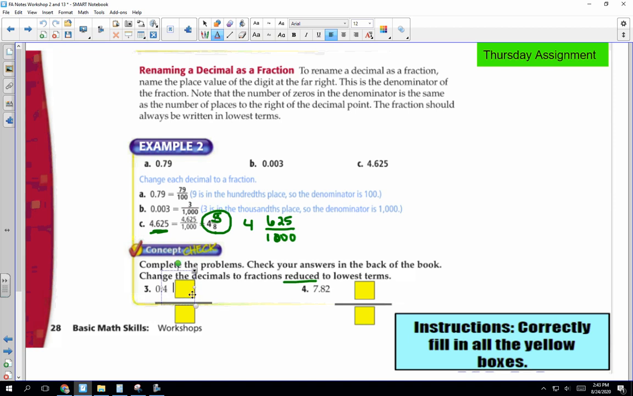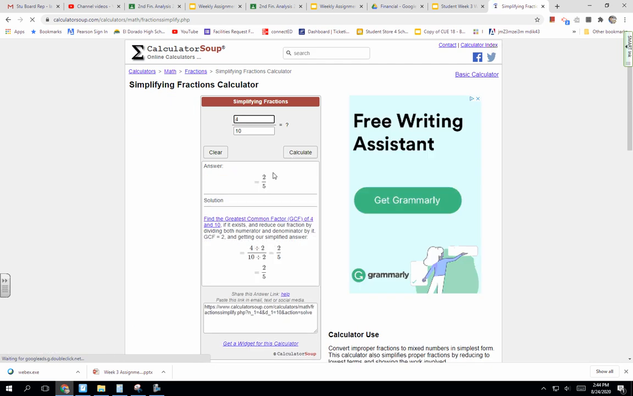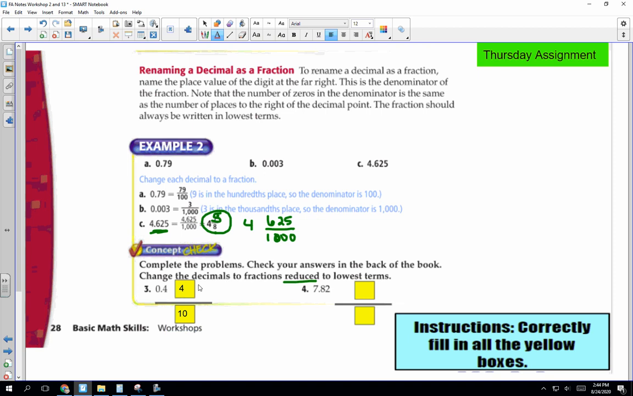So we're going to go 4/10. And if you check back to this, reduce to lowest form, 4/10 is 2/5. So then we just write that. So it is for real. Two-fifths. All right, this is 7 82 hundredths.